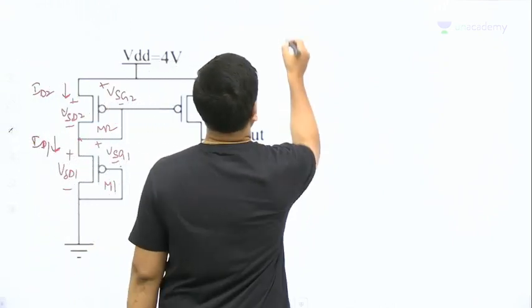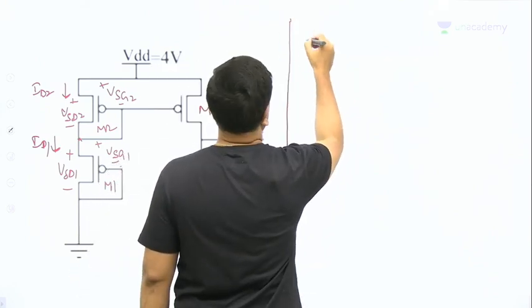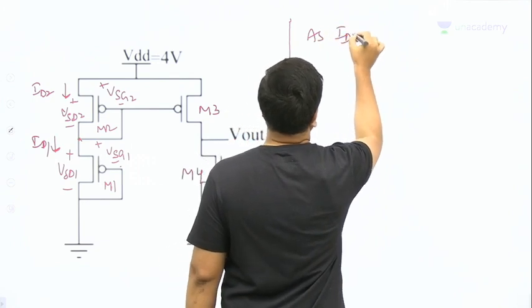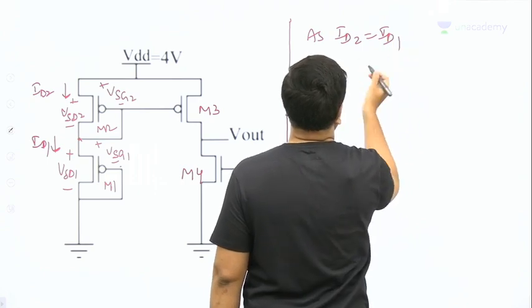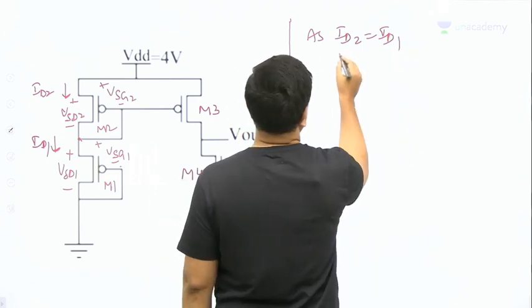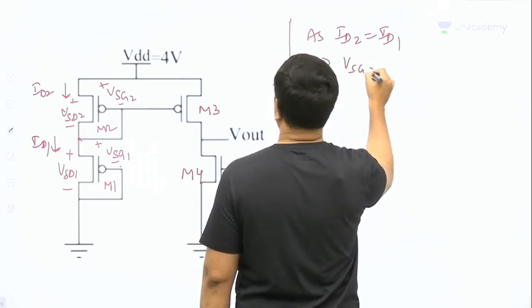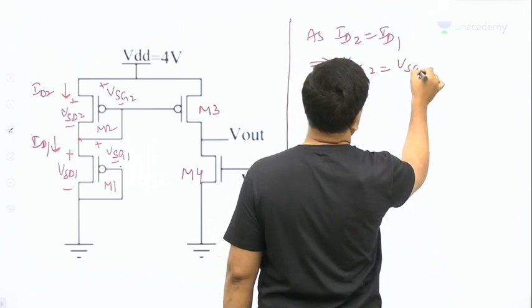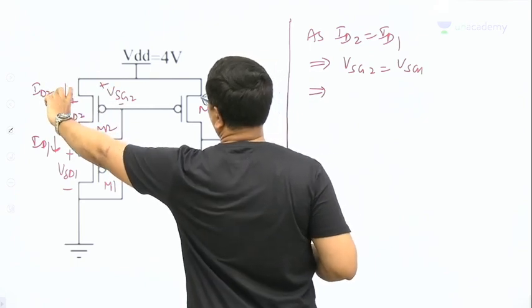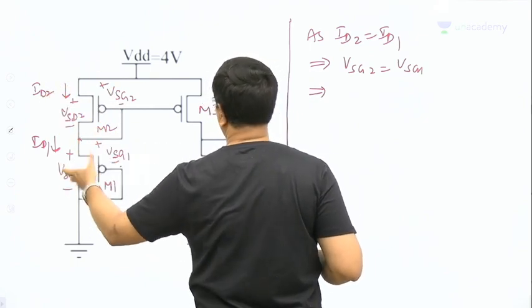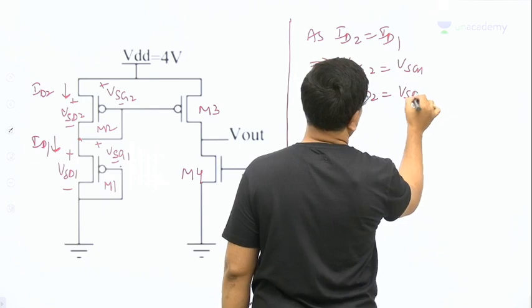So what we can write here is, as ID2 is equal to ID1 and parameters are same, hence definitely VSG of second one should be equal to VSG of first one, and VSG is equal to VSD. The same thing I can take for M1 also. So means VSD2 is equal to VSD1.